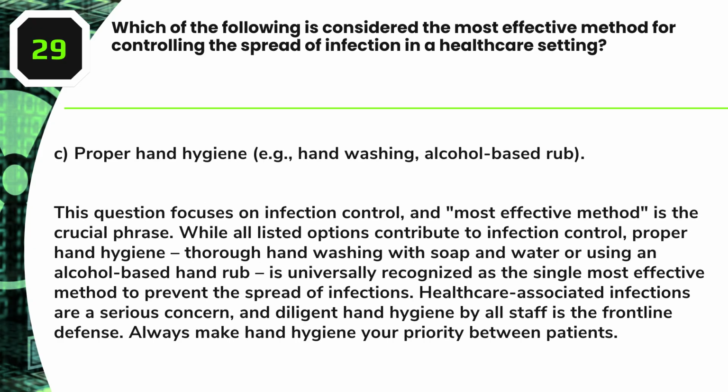Answer C. Proper hand hygiene, e.g., hand washing, alcohol-based rub. This question focuses on infection control, and most effective method is the crucial phrase. While all listed options contribute to infection control, proper hand hygiene, thorough hand washing with soap and water or using an alcohol-based hand rub, is universally recognized as the single most effective method to prevent the spread of infections. Healthcare-associated infections are a serious concern, and diligent hand hygiene by all staff is the frontline defense. Always make hand hygiene your priority between patients.